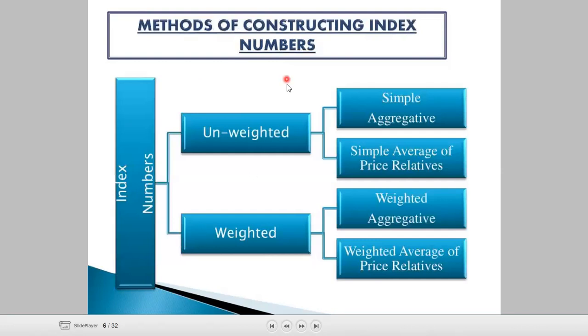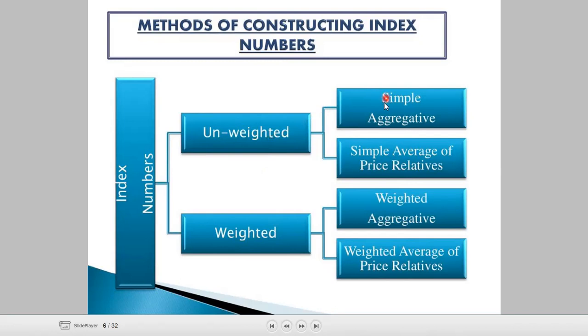Now, there are various methods of constructing or calculating index number. And you can see a flow chart here. The first one is unweighted method, which is also called simple method. Second one is weighted method. Now, what is this unweighted or simple method? Unweighted or simple method means it is a method of calculating index number where each and every item to be studied is given equal importance. They are equally important during calculation of index number.